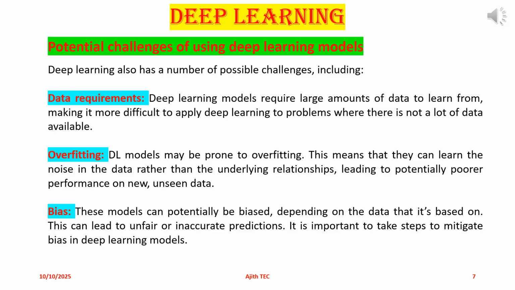Bias. These models can potentially be biased, depending on the data that they are based on. This can lead to unfair or inaccurate predictions. It is important to take steps to mitigate bias in deep learning models.